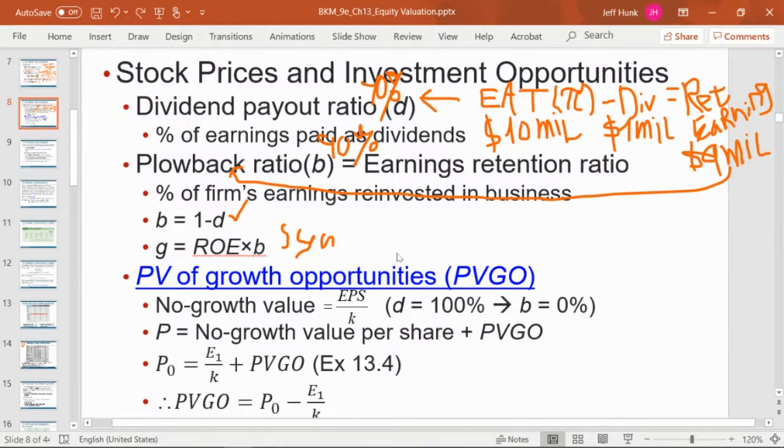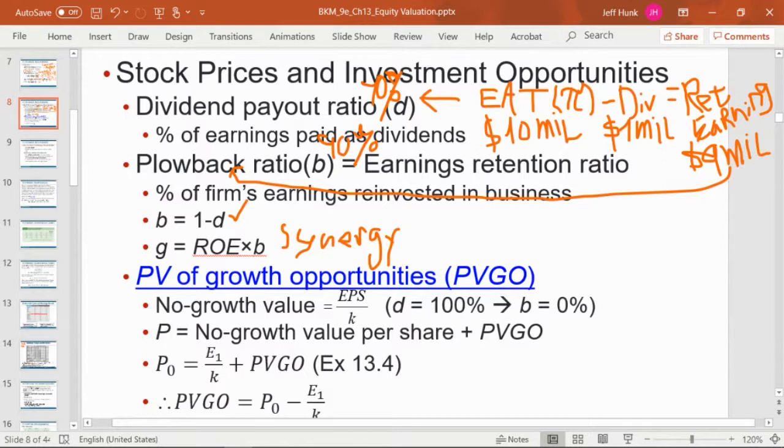This is so hard to write. Synergy between the two. So how much of return on equity is helped by plowback, or vice versa?